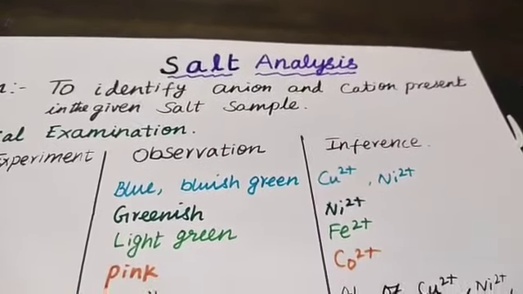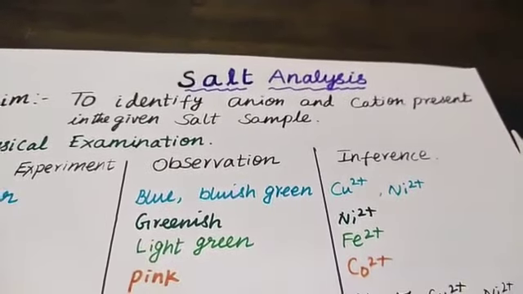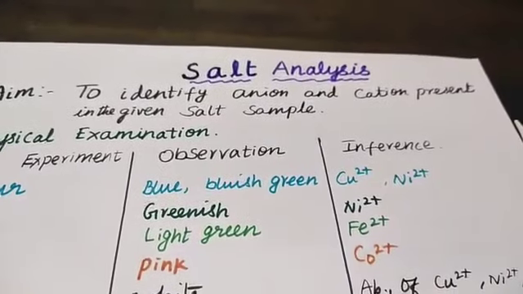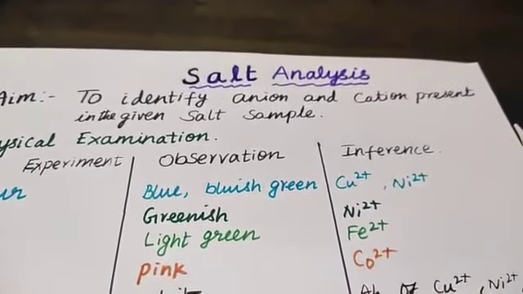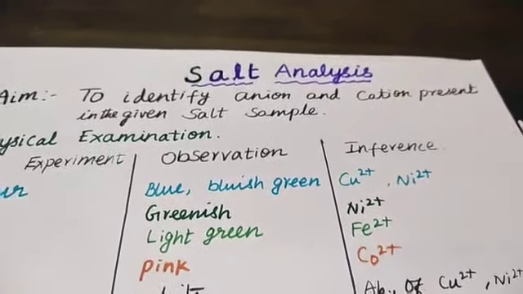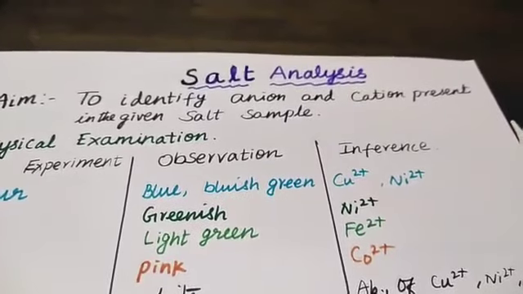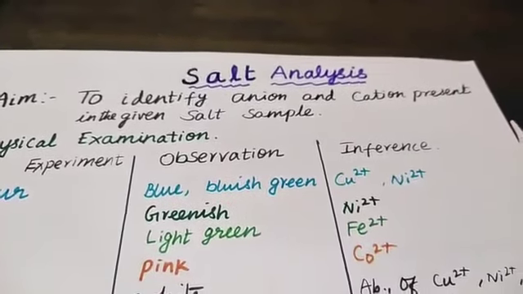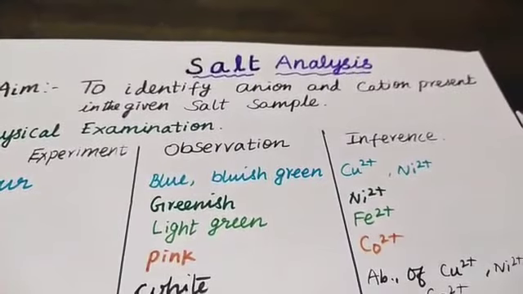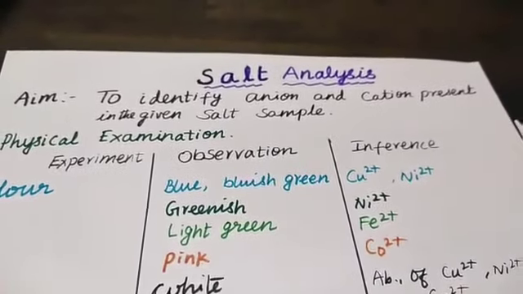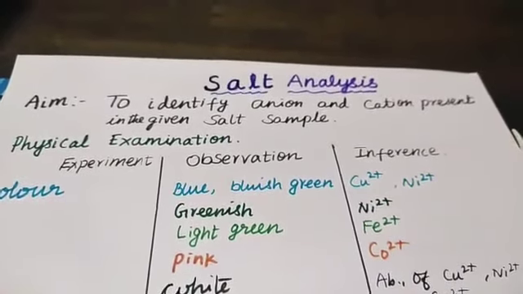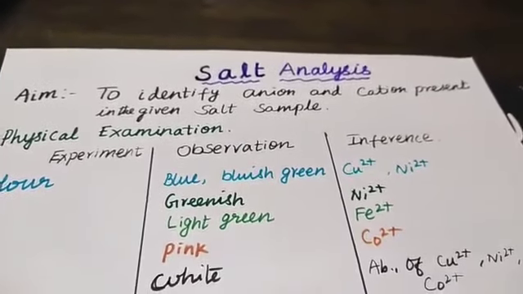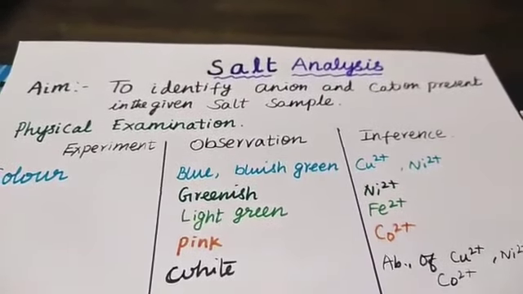Namaste students. In the 11th standard practicals, one of the experiments is salt analysis. A salt contains one anion and one cation. You know anions are acid radicals, and cations are basic radicals. So in this experiment, our aim is to identify the anion and cation present in the given salt sample.